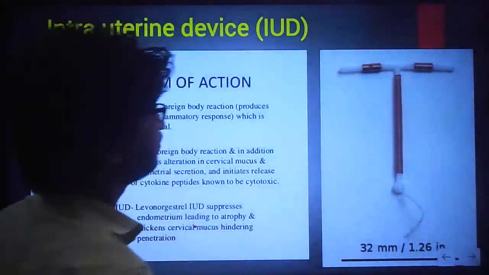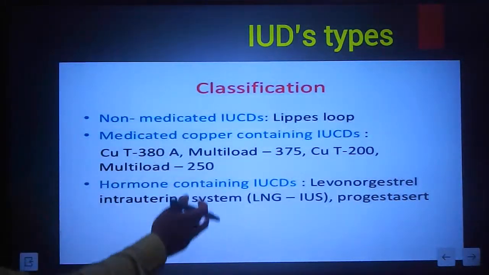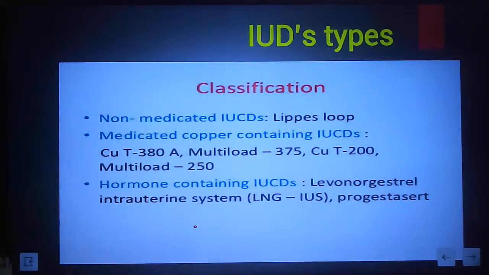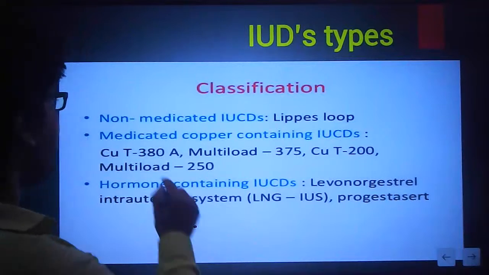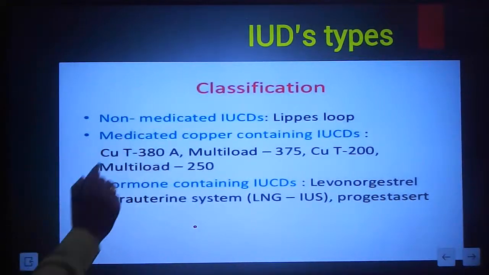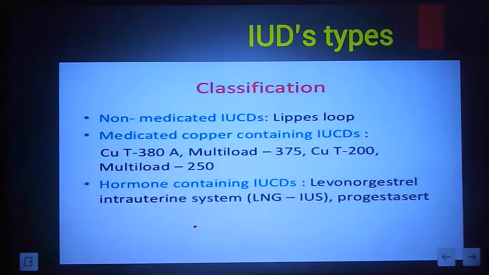Okay, we move to the next part. IUD types, just now I told you. So you have already been given examples. Just in this image, confirm whether the examples you were given are correct or not. Non-medicated IUD, then medicated copper containing IUD, and hormone containing IUD.